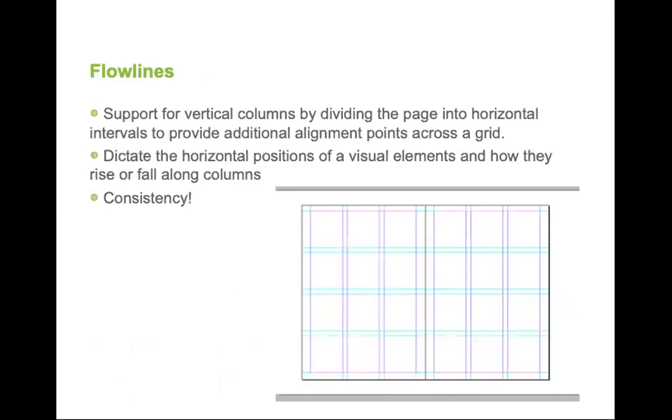Flow lines support vertical columns by dividing the page into horizontal intervals to provide additional alignment points across the grid. You can see the flow lines dictate the horizontal positions of a visual element and how they rise or fall along columns, and it's used for consistency. So the flow lines are shown here horizontally, so they're the blue lines that you see here.